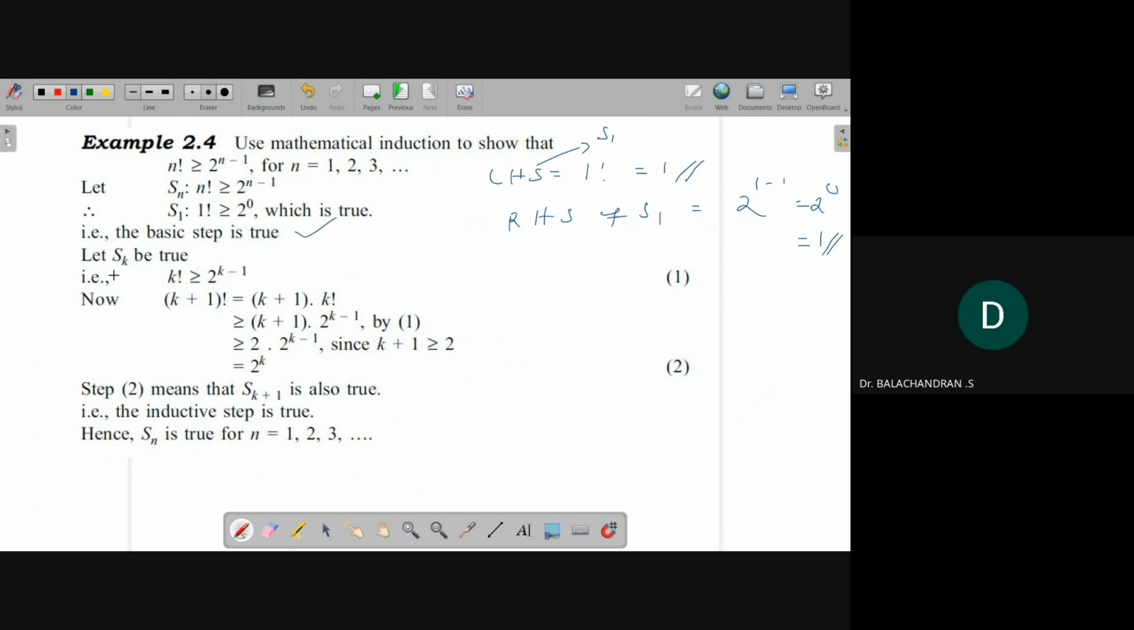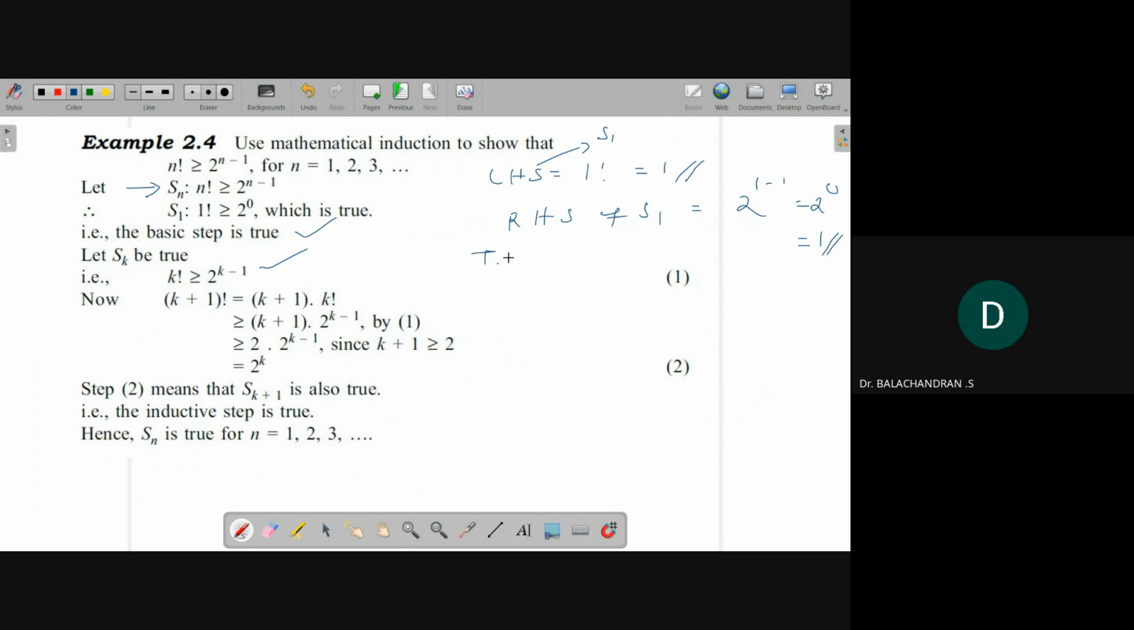Now assume the statement, this statement means this statement. Okay, this statement is that n factorial is greater than or equal to 2 power n minus 1. That is the statement. So assume the statement is true for n equal to k. So Sk is true. What is Sk is true means k factorial is greater than or equal to 2 power k minus 1. Okay, so I am assuming this is also true. Now I am going to prove the statement is true for n equal to k plus 1.